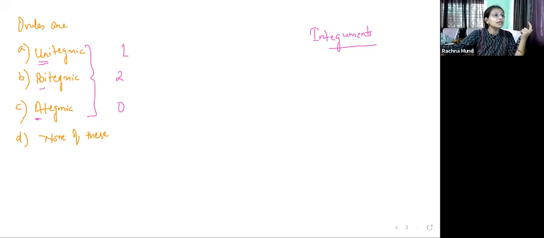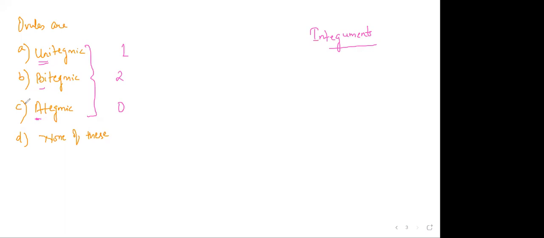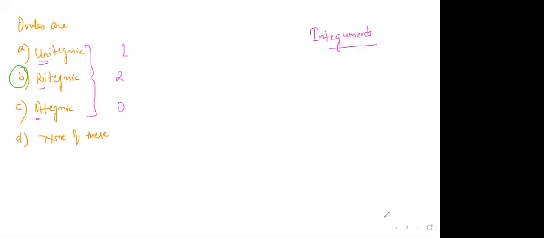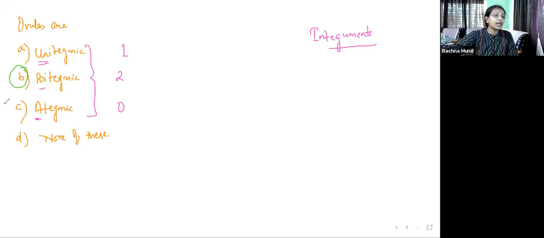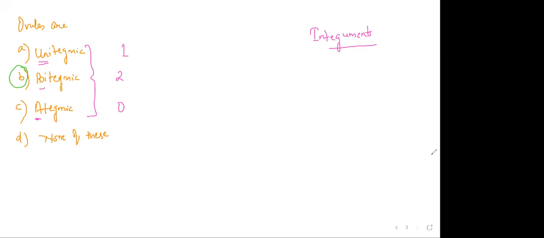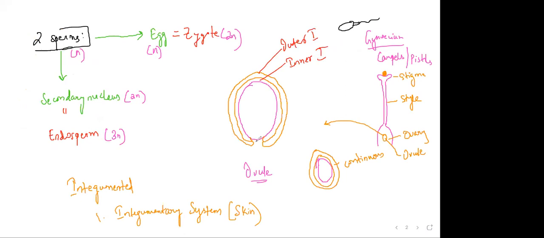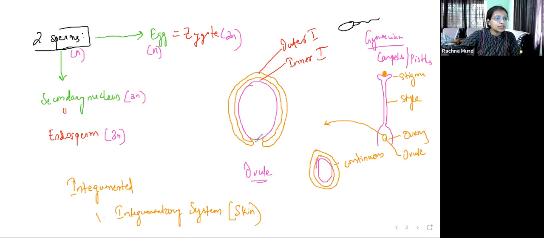So the correct answer will be bitechnic. Okay. Atechnic is your lack of integument. But your correct answer here is your bitechnic, because we saw here that the ovules are having two integuments. One is the outer integument, another is the inner integument. Clear? Now, there is an opening and we call this region, this is the region.